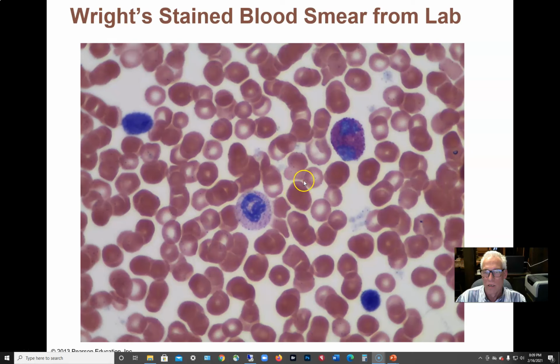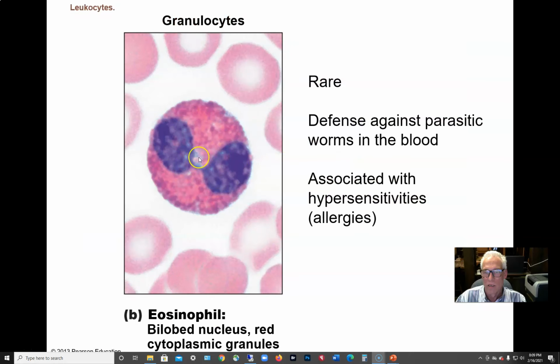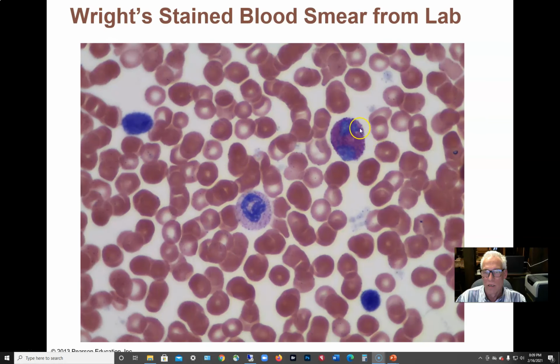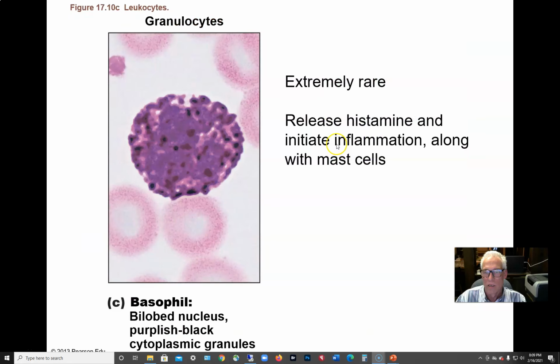Here's a nice Wright stain that was done in our A&P lab class. The reason I wanted to show you this one is this beautiful eosinophil, a fairly rare type of white blood cell. You may not have seen any of them in your lab class today or yesterday. I guess it will be by the time you see this. So here's an eosinophil that did appear in someone's nice Wright stain of their blood. You can see a lymphocyte down here and a neutrophil and an eosinophil.